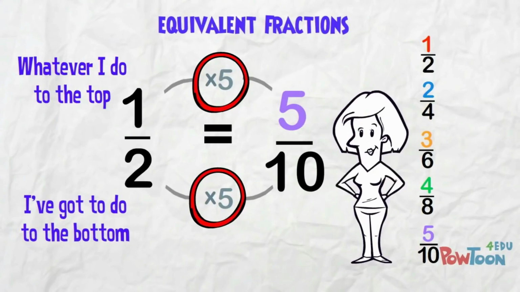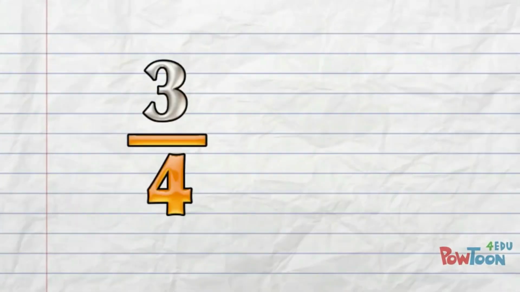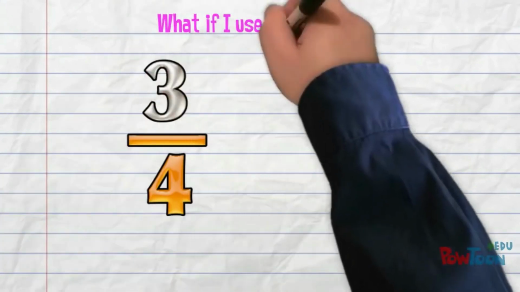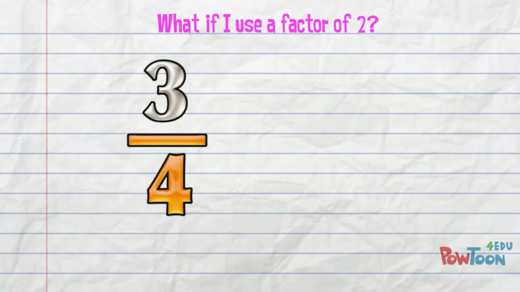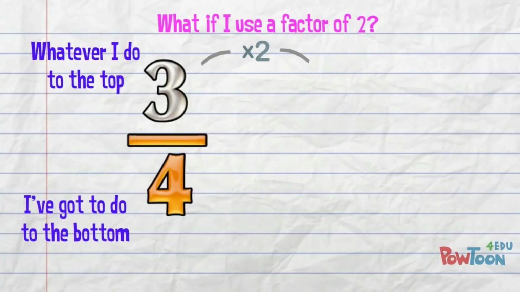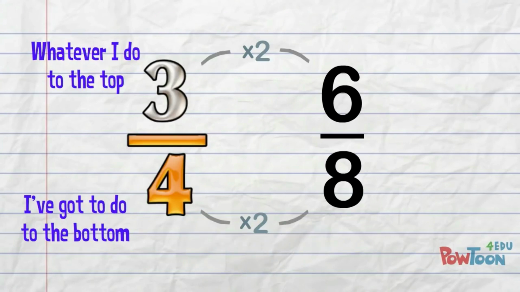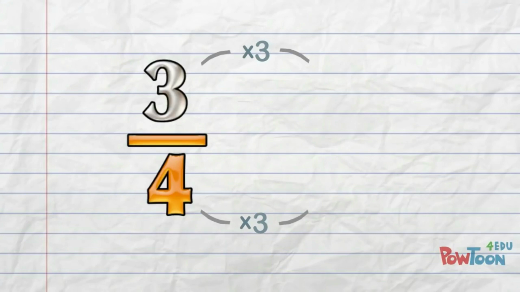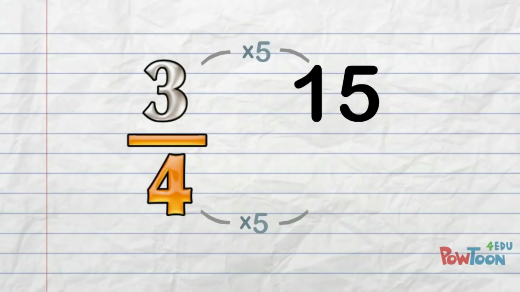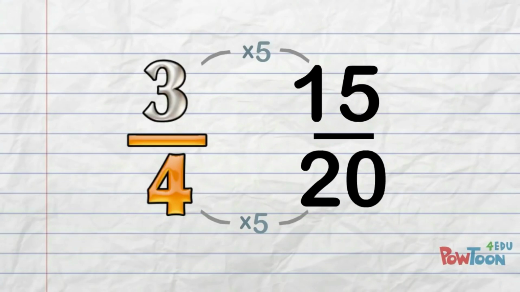Okay then, so let's do some practice to make it stick before you hit the worksheets. 3 over 4, 3/4. What if I make an equivalent fraction using a factor of 2? Whatever I do to the top, I've got to do to the bottom. 3 times 2 is 6, the new numerator, over 4 times 2 is 8, the new denominator. Or I could use 3. 3 times 3 is 9, over 4 times 3 is 12. I could use 5. 3 times 5 is 15, over 4 times 5 is 20.